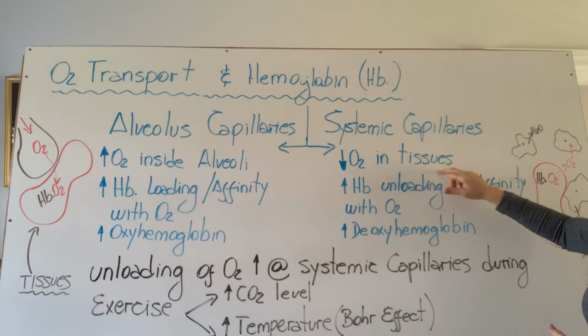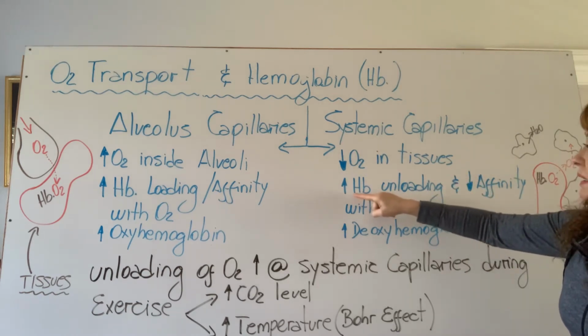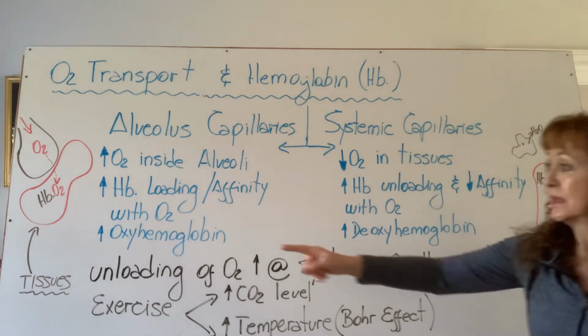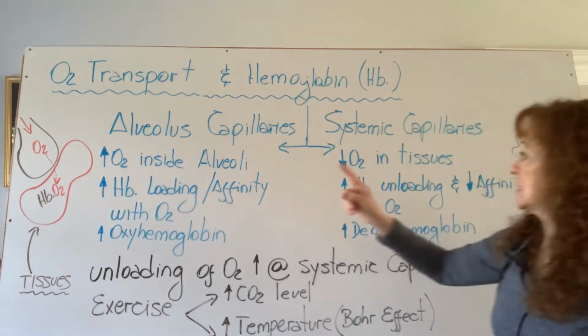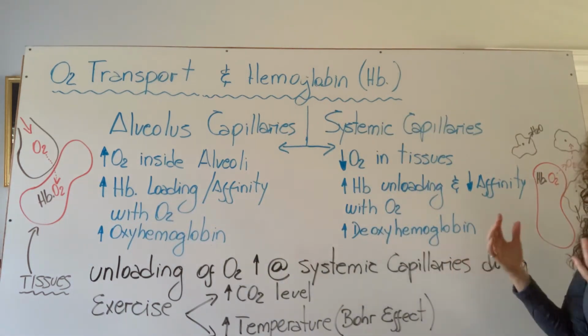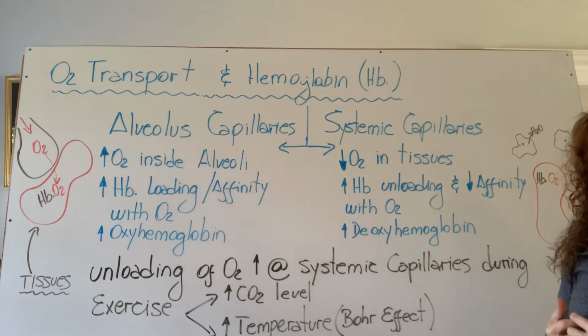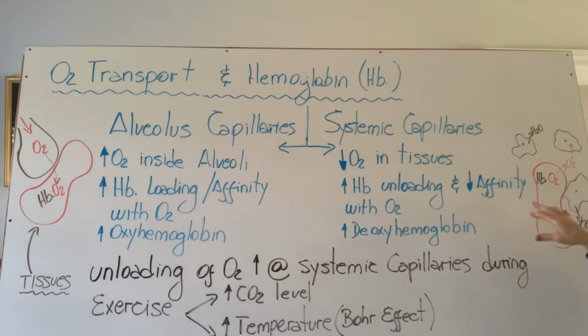And when I'm talking about tissues, I'm talking about cells. Now, this is a scenario by which we increase the unloading of oxygen and decrease the hemoglobin affinity with oxygen, transforming this oxyhemoglobin into deoxyhemoglobin, because it's dumping all the possible oxygen that it has inside the tissues. And I took the time to make that graphic.